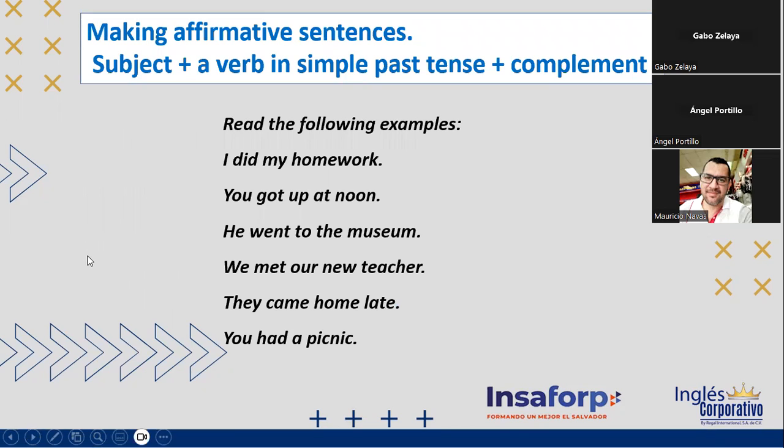Okay, making affirmative sentences in simple past tense with irregular verbs is the same way. Es lo mismo que con los verbos regulares. We are going to need a subject, a verb in simple past tense, and a complement. And I have the following example for you to read.